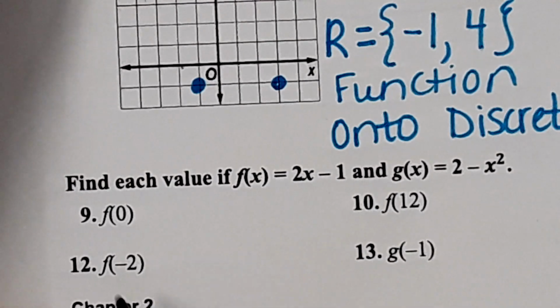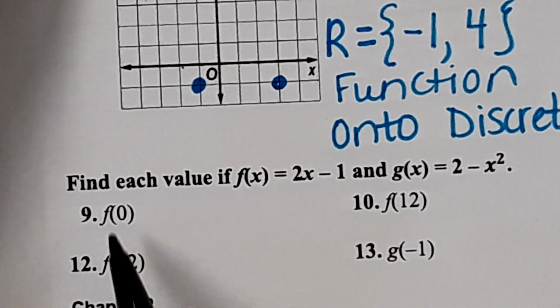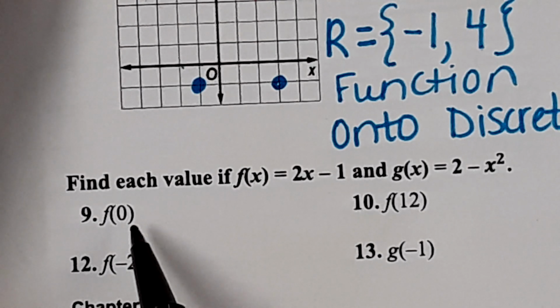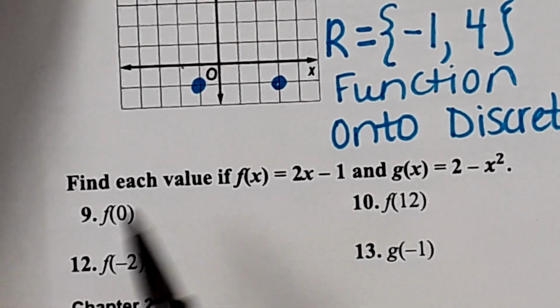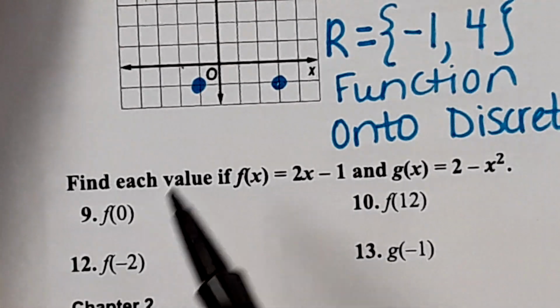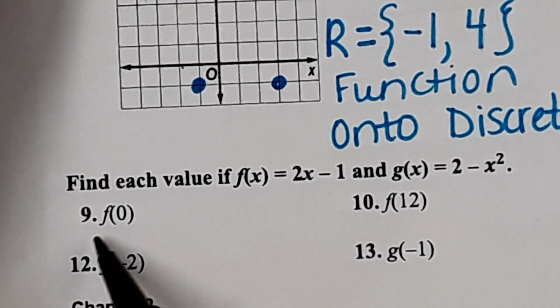Okay, so this is called function notation. How you say this is f of 0. Okay? This is f of x equals 2x minus 1. This is f of 0. When you see an f, that means that's the function that you're going to plug into.